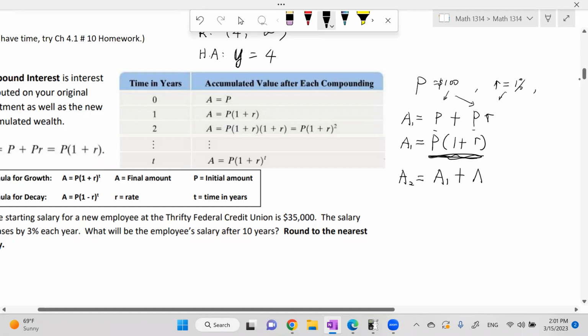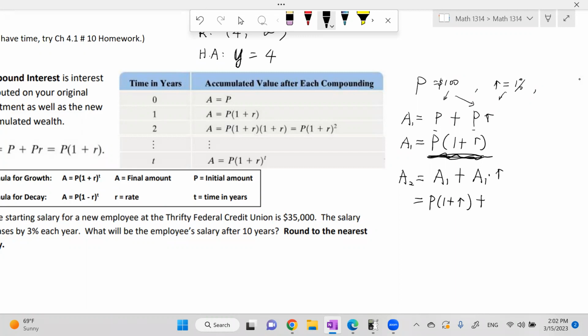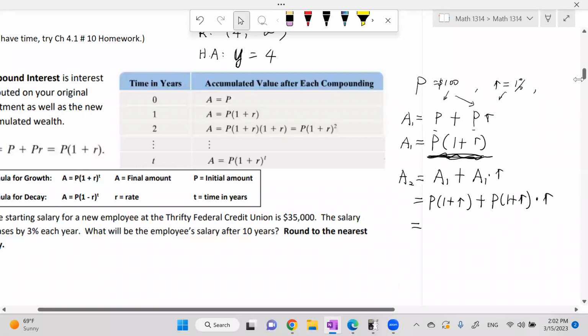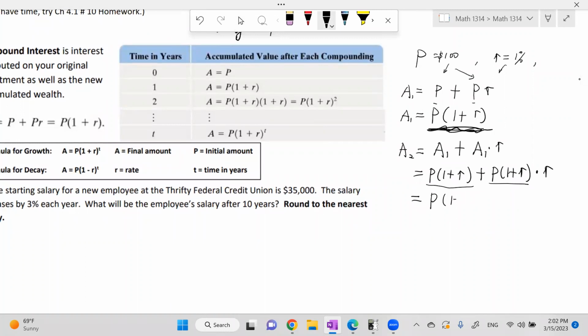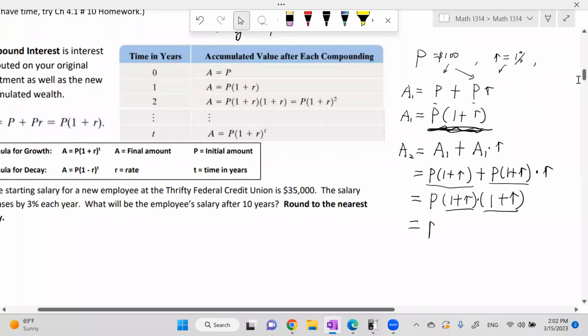And the second year, the new money you deposit is A1. And then based on A1, you multiply by the rate. Then you plug in A1, that's P times 1 plus R, plus P times 1 plus R times R. Now both of them have the common factor GCF, P times 1 plus R. I can pull out P times 1 plus R. The leftover is 1 plus R. We have P times 1 plus R times 1 plus R. That's P times 1 plus R squared.